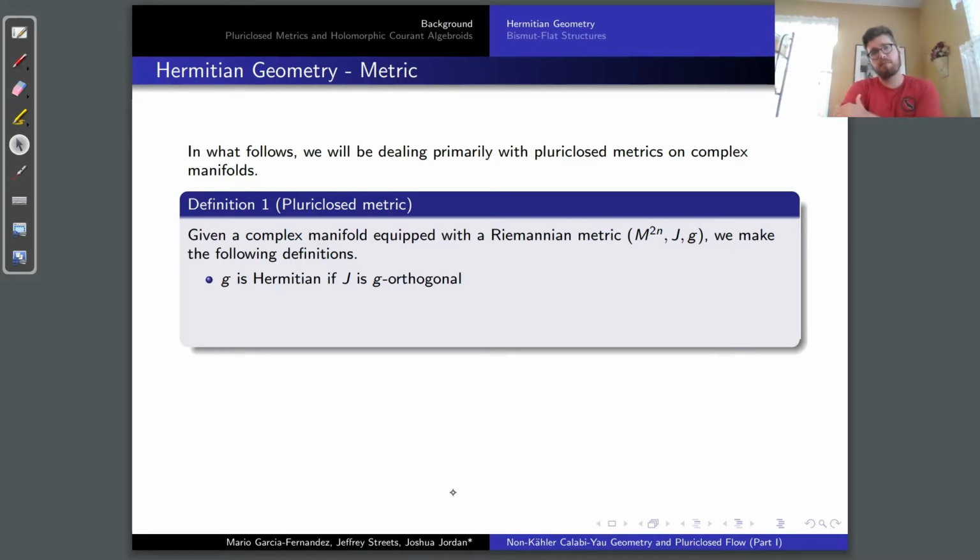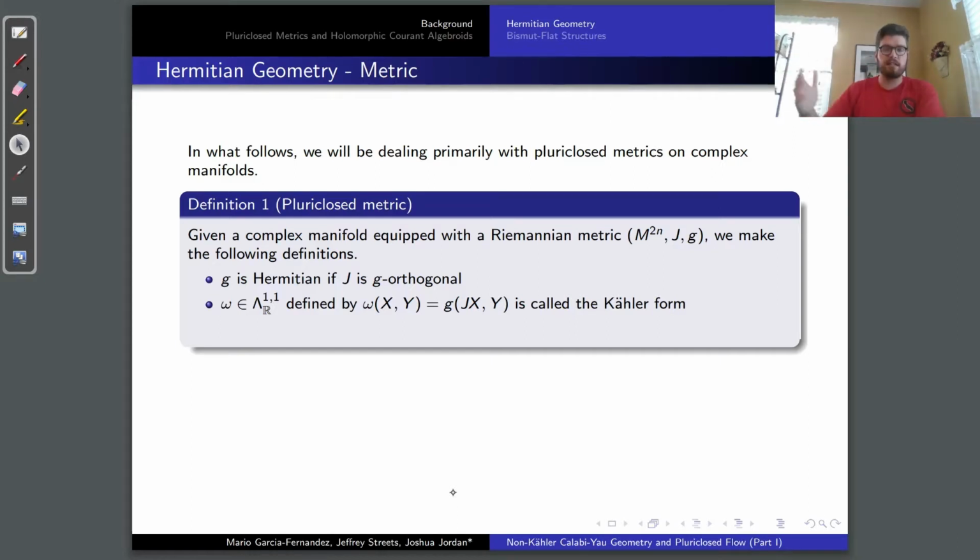So first off, if you have a complex manifold equipped with a Riemannian metric, so (M, J, g), where J is the complex structure, J squared is -1, it's integrable, all of that jazz. We make the following definitions. We call g Hermitian if J is a g-orthogonal endomorphism of the tangent bundle.